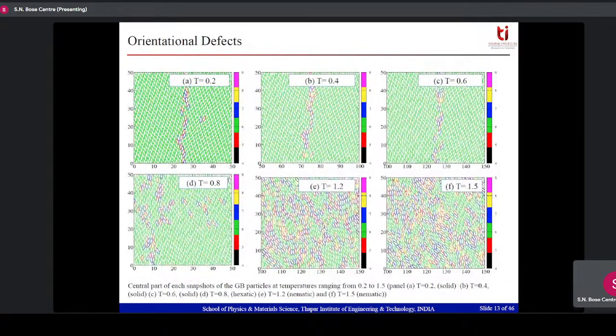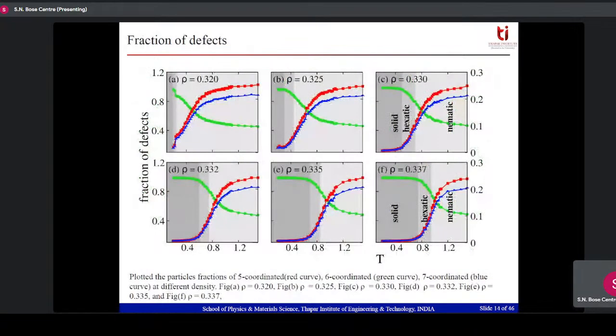And these are some zoomed-in pictures, and then you can also calculate the fraction of the particles having how many nearest neighbors they have. So if you are at a low temperature, mostly it's green, means mostly you are in the solid phase. And as you increase the temperature, so this horizontal axis is temperature, as you increase the temperature, this one goes down, so you see the melting.